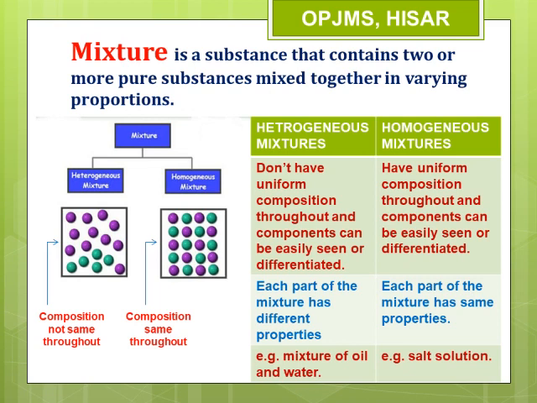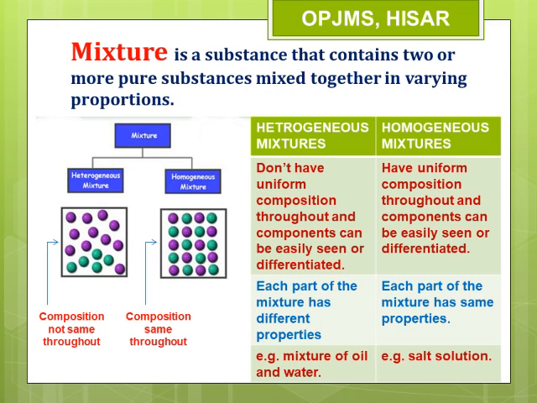Depending upon the distribution of these components in a mixture, mixtures can be classified into two categories: heterogeneous mixtures and homogeneous mixtures. Let us first discuss the heterogeneous mixtures. These are the mixtures in which the constituents do not get mixed up uniformly, and each part of the mixture has different properties. For example, you must have seen a mixture of oil and water.